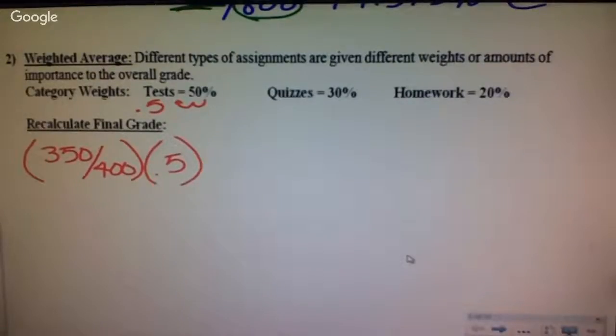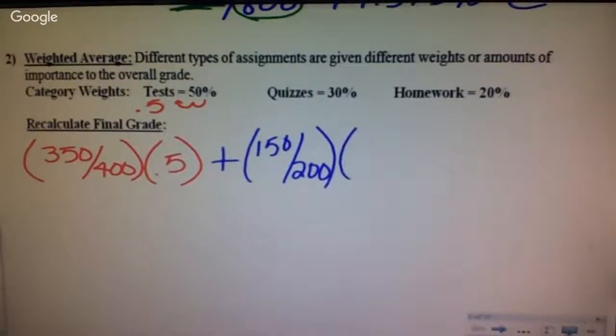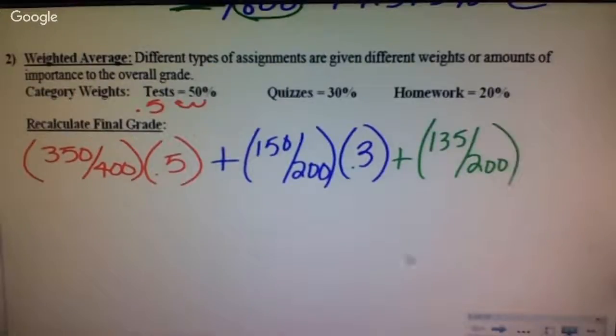Yeah. Okay. Your quizzes. What was my grade for my quizzes at the top? 150 out of 200. And quizzes are worth 0.3 or 30%. Right. Okay. Then finally, your homework. What did you earn on your homework? 135 out of 200. And that is 20% of your grade, or 0.2.